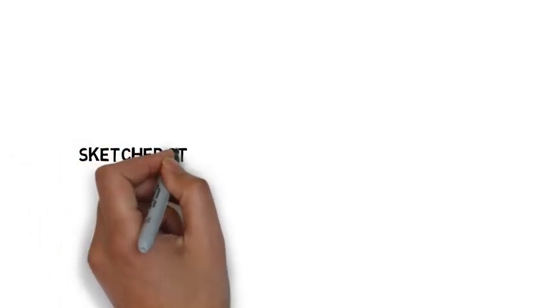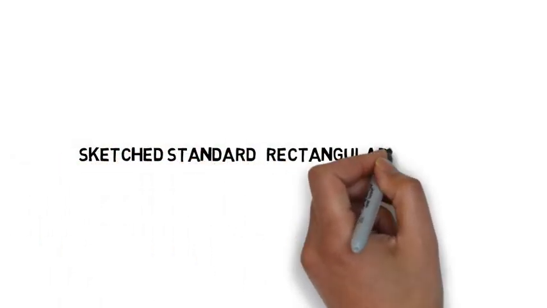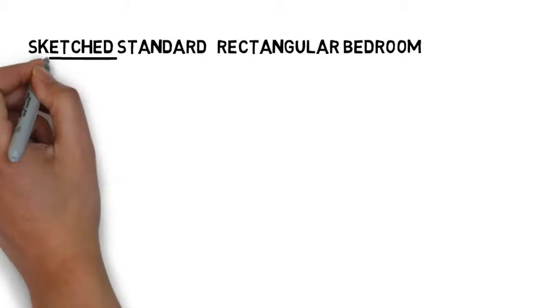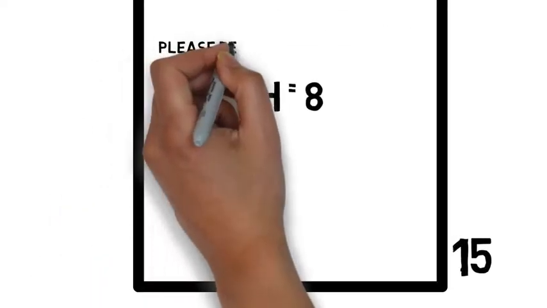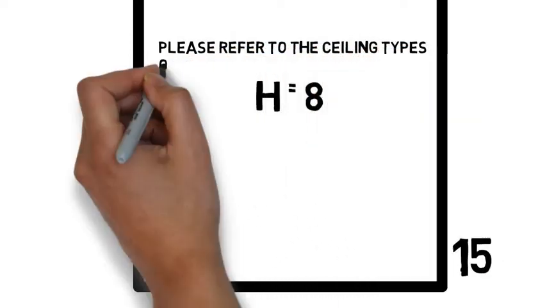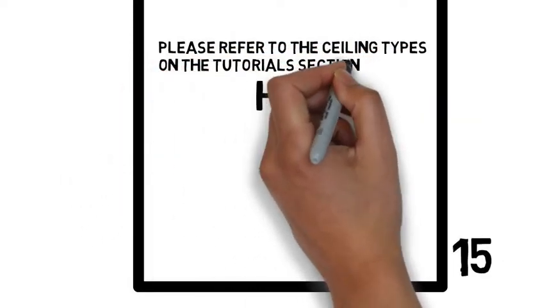Let's start this tutorial by sketching a standard rectangular bedroom. We're going to draw a rectangular room, and then we're going to give measurements to the walls and ceiling. The short wall is 12 feet, and the long wall is 15 feet, and then the ceiling height is 8 feet. Please refer to the ceiling types in the tutorial section of our website.